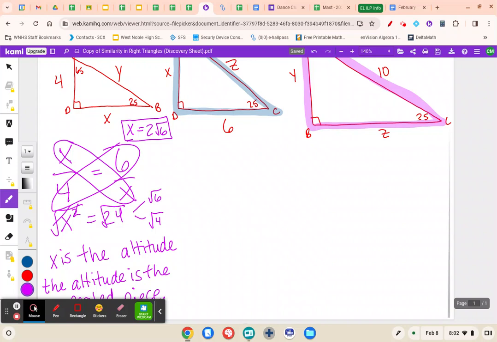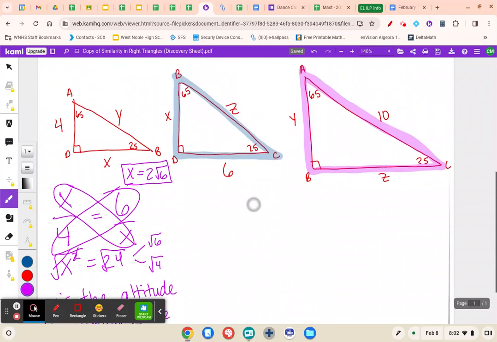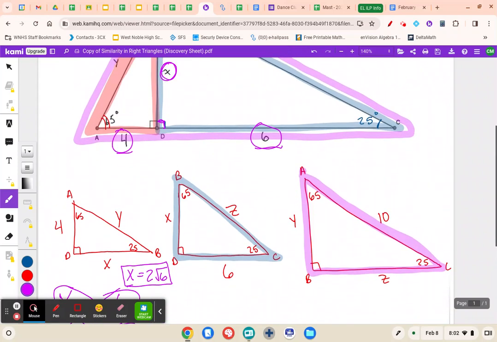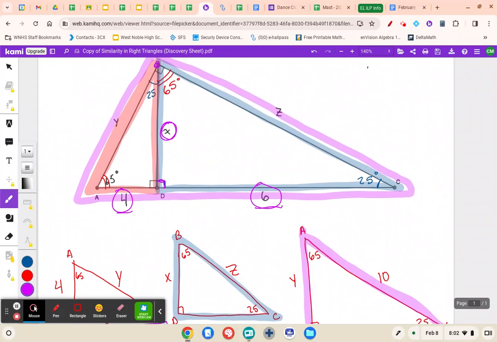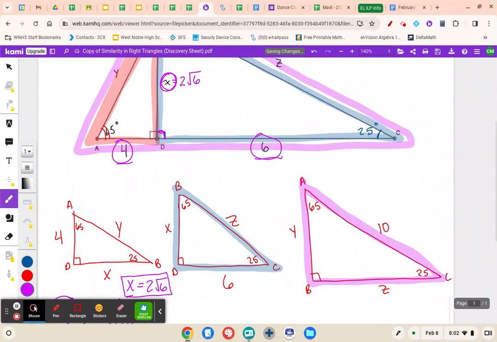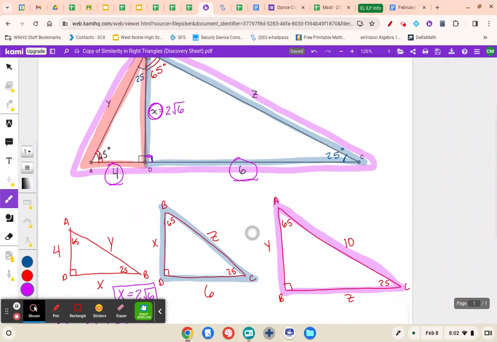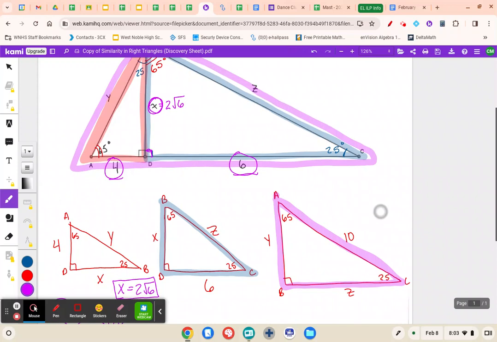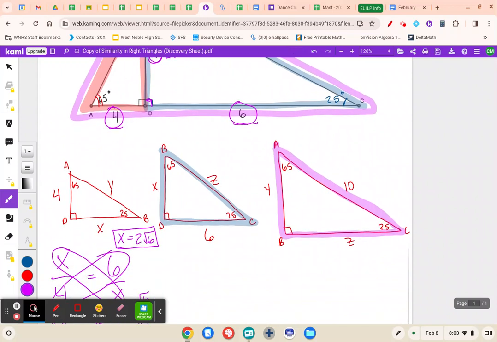Okay? Now you might be asking, y and z are not the altitude, so what do I do then? Theoretically, you could now do the Pythagorean theorem to find each of them. You have right triangles, you have enough sides, but you have something weird to work with, the 2 square root 6. I'm going to show you the other shortcuts in case you don't have enough sides to do this.